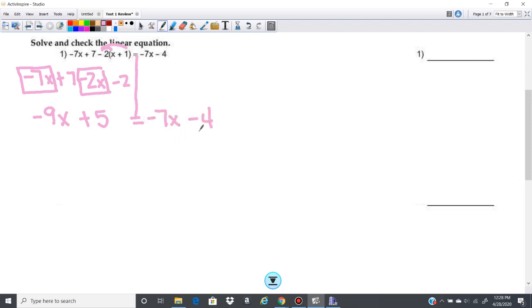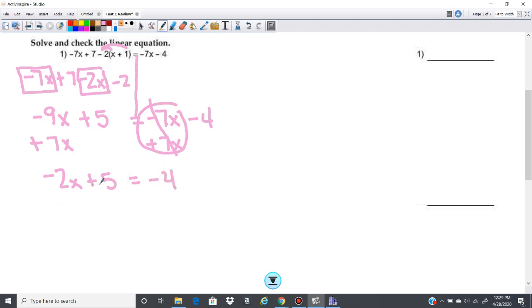Now I'm going to start solving. So I want all my x's on one side. I'm going to take this negative 7 and I'm going to do plus 7x on both sides with the other x term. Negative 7 plus 7 right here gives me 0. It cancels out. Negative 9x plus 7 gives me a negative 2x. I bring down the plus 5. And then the negative 4 comes down.